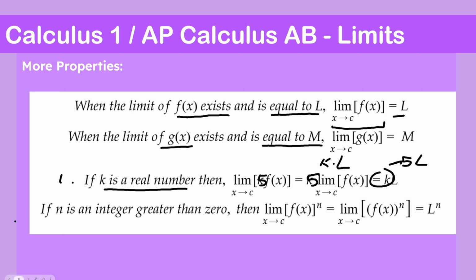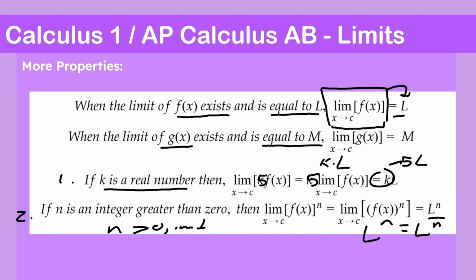So we can have 5 in here, and it would be the same thing. And for the second one over here, if n is an integer greater than 0, so it has to be an integer, then the limit of f of x to the power of n as x approaches c is the same thing as L to the power of n, because remember we stated that the limit of f of x as x approaches c is equal to L. So we can sub this in as L to the power of n.